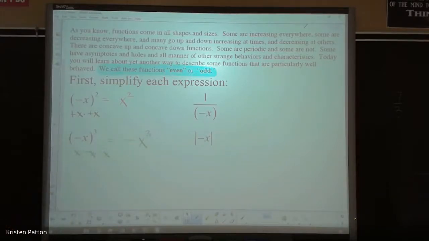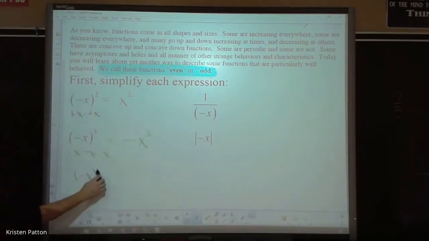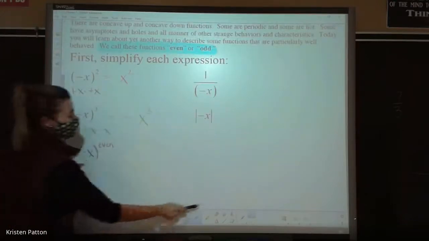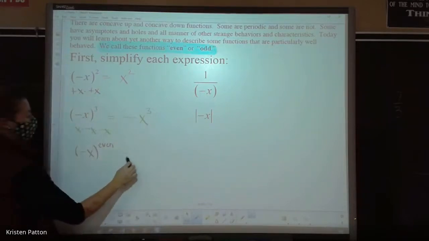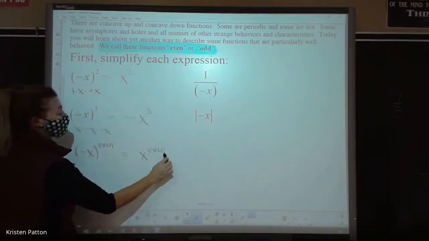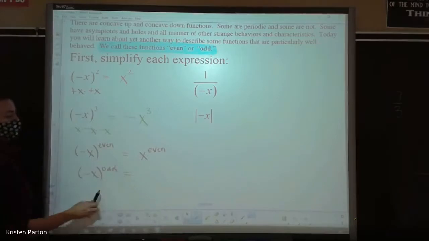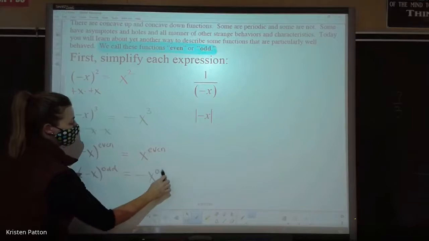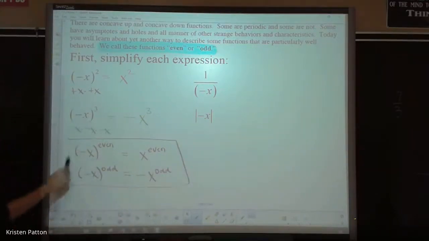What if, and I know this is not written on our paper, but what if it was negative x to any even power? So what if this was not a 2, but a 4 or a 6 or an 8? What happens to the negative? Goes away. The power stays there, but the negative goes away. Or what if I had negative x to any odd power? What happens to the negative? It stays. And we still need to raise that x to the odd power. This is just writing it generically, yeah?